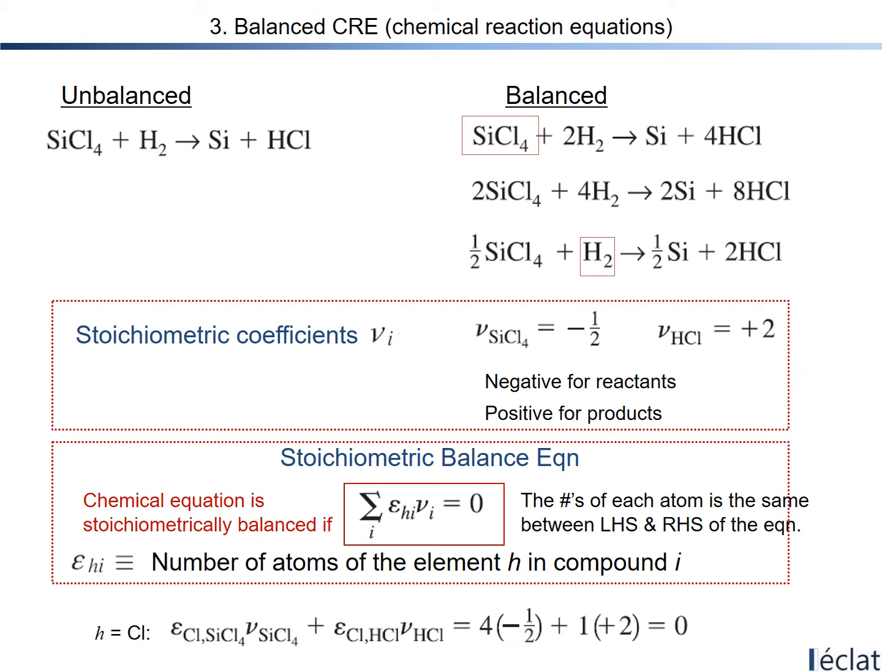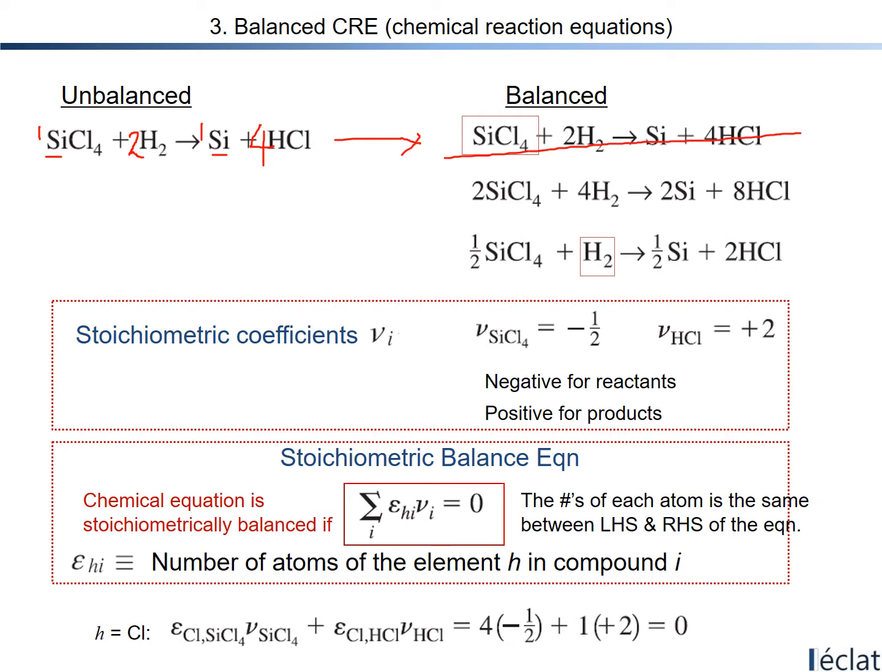So here we have one silicon, so one silicon, no problem. And then we have 4 chlorine on the left hand side, so you should have 4 chlorine on the right hand side. Right now you have 4 H, but on the left hand side you have only 2 H, so you should multiply 2 in front of H2. That's it. That is the balanced chemical reaction equation, right?